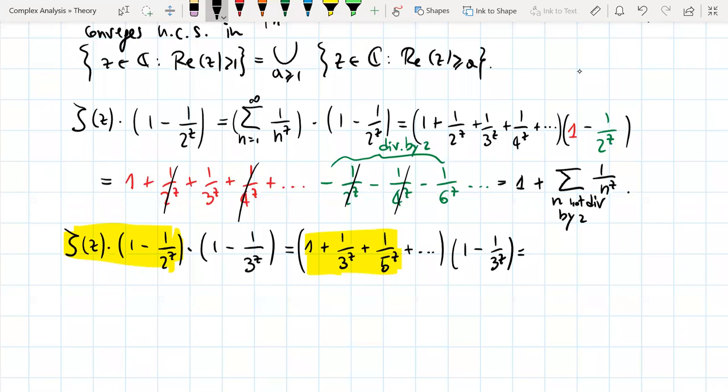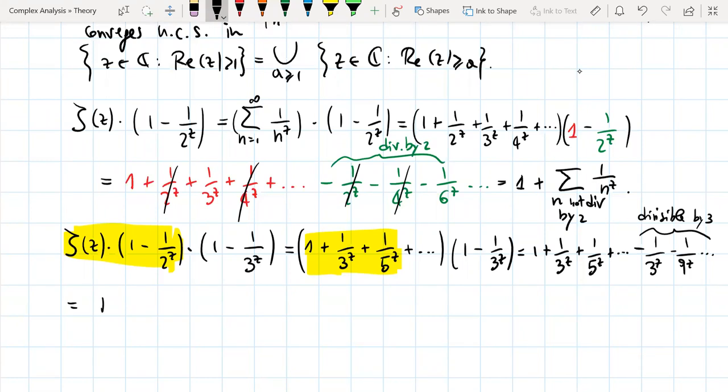So now, as before, we get first the series as we know it. But now we get also minus 1 over 3 to the z, minus 1 over 9 to the z, and so on. So here you see we are subtracting all numbers which are divisible by 3, but also not divisible by 2. This we already got rid of. So the end effect is that what we have is 1 plus the sum over n not divisible by 2 or by 3. So this is what we get.